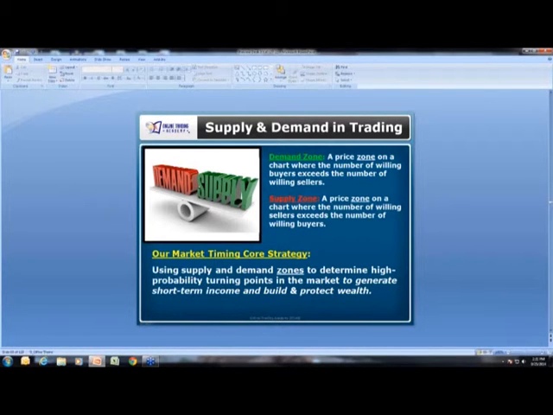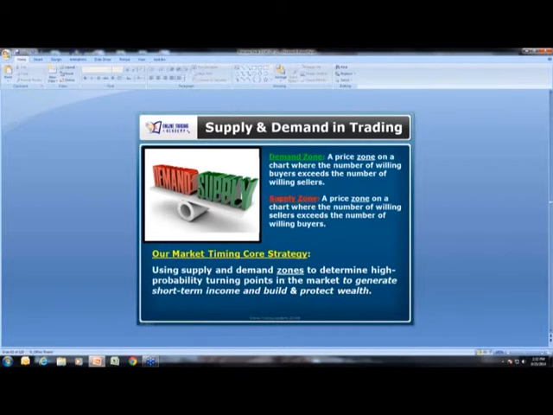It is a price zone on a chart where the number of willing sellers exceeds the number of willing buyers. Now, are we guaranteed how many are in those zones? The answer is no. All we can trade and recognize in this strategy I'm about to show you is the probability of where the unfilled orders of buyers and sellers are located. So this is about probability and pattern recognition.